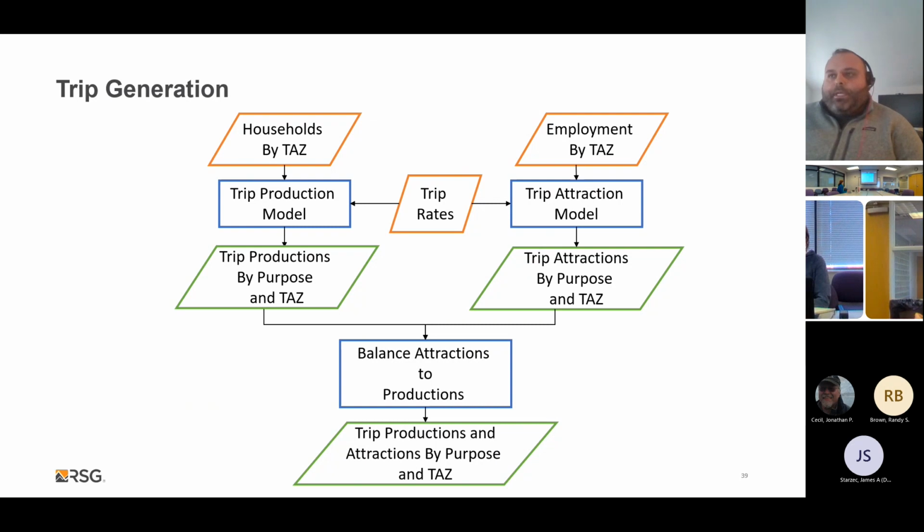So when you produce trips in a travel demand model and you have two different types of trip generation model, you have a trip production model and a trip attraction model. And at the end of those, you'll get a situation where the trip productions do not add up to the total number of trip attractions in the region. And you have to balance those so that the total number of productions is equal to the total number of attractions by purpose, by market segmentation, and travel analysis zone.